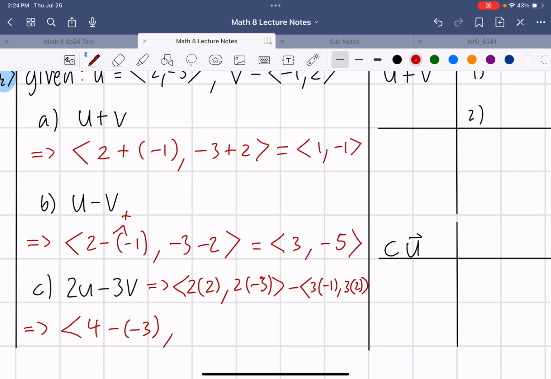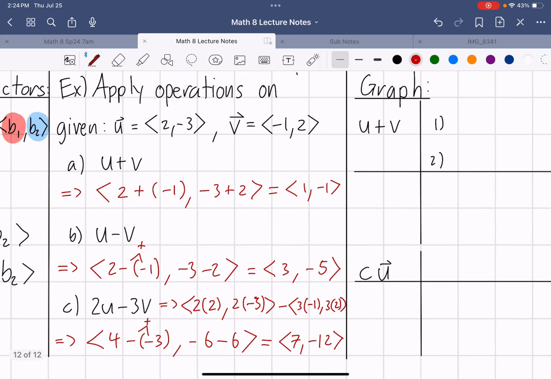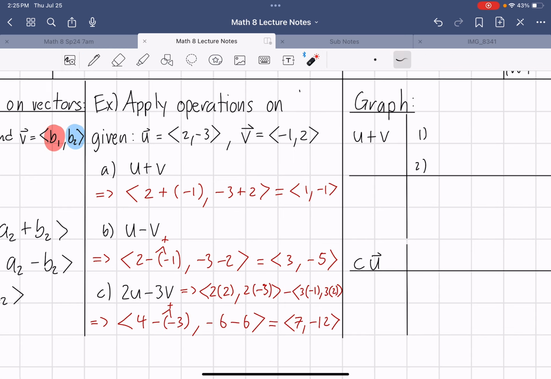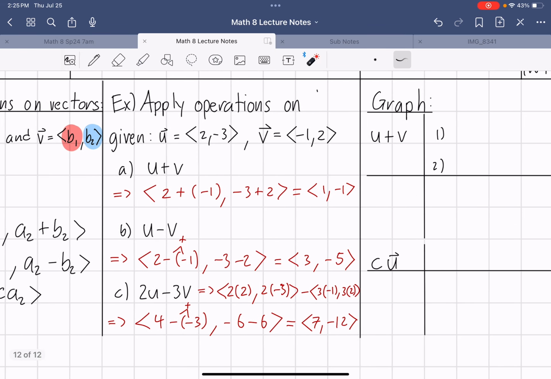And then we have negative 6 minus 6, which will leave us with the vector. Again, these 2 negatives become a positive. That's going to be 7. Those 2 negatives become more negative and gives us negative 12. And you can work them out if you like. But again, the operations are pretty straightforward, very algebraic, not too difficult.